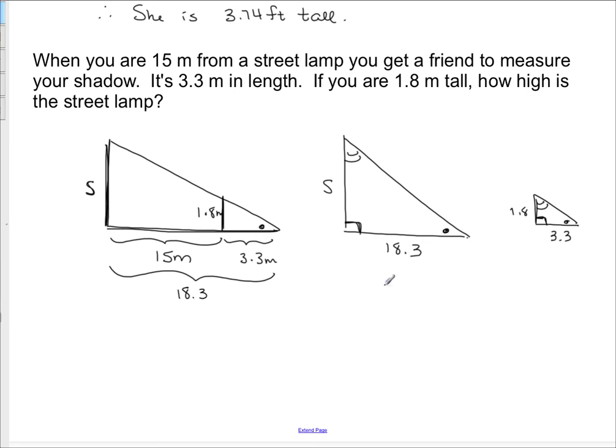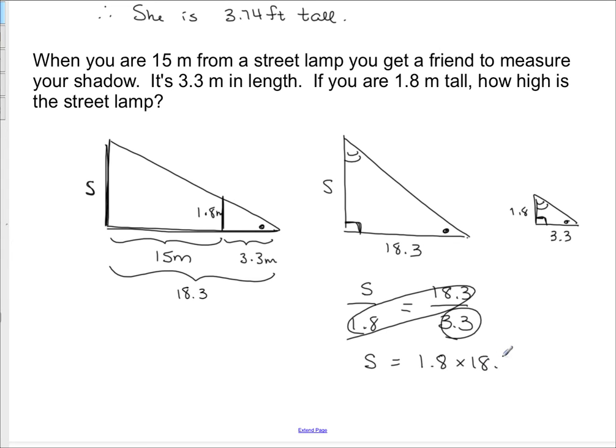So let's set this up. Across from the dot, we have the X and the 1.8, and across from the double mark, we have the 18.3 and the 3.3. Now let's cross multiply. So we're going to have S equals, we're going to cross multiply this way and then divide by this one. So 1.8 times 18.3 divided by 3.3. Pull out the calculator.